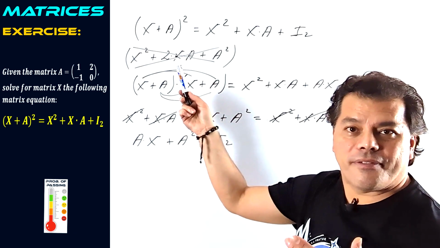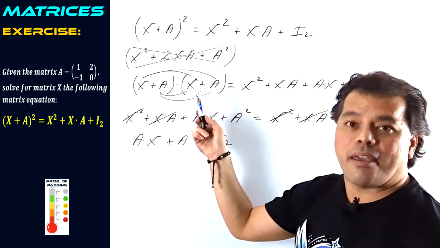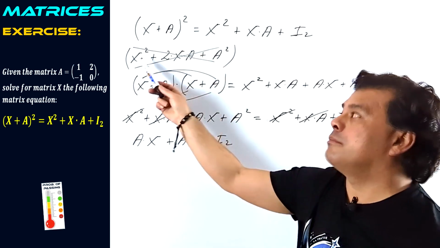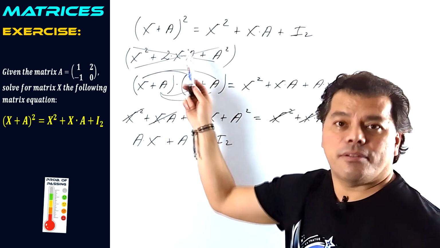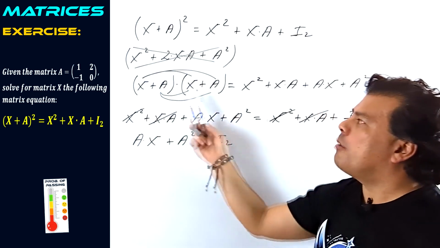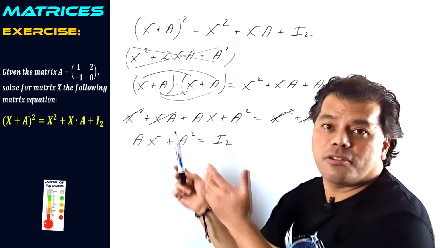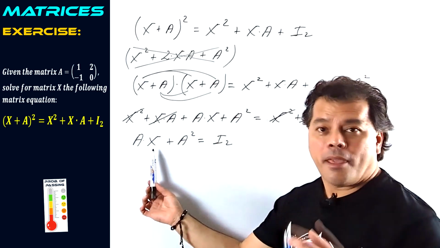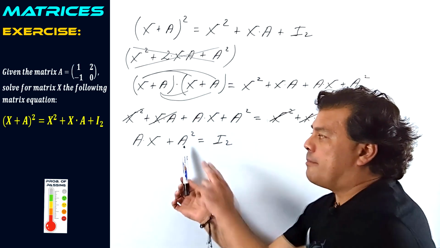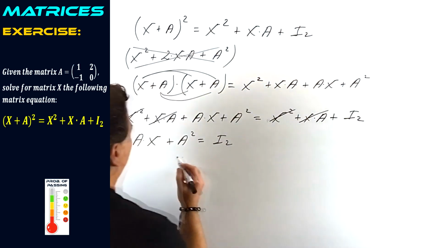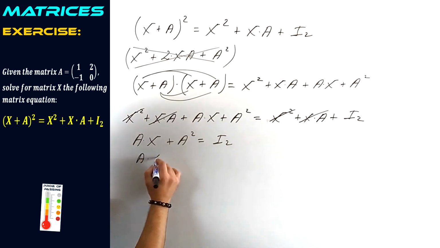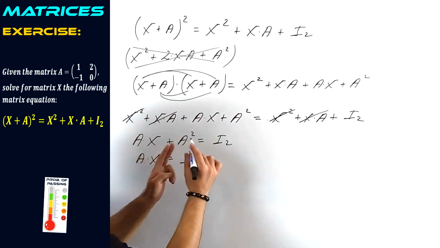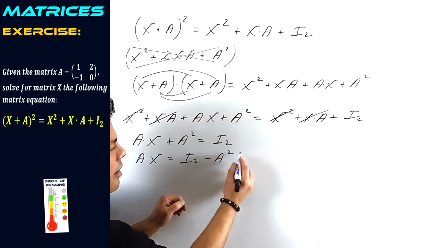This is the most important thing that I wanted to tell you through this exercise. In matrix operations, it is not correct to open parentheses in this way, but we have to open it using the definition of powers. So now let's go on. What are we going to do? Let's pass this matrix to the right side. A times X equals the identity matrix minus A squared.